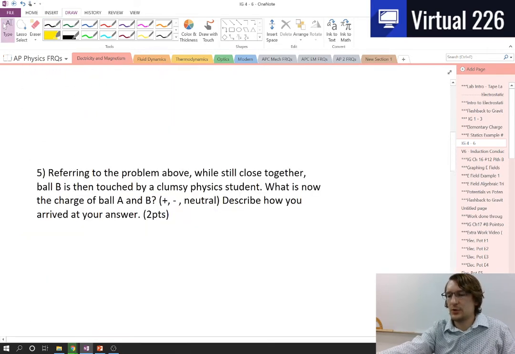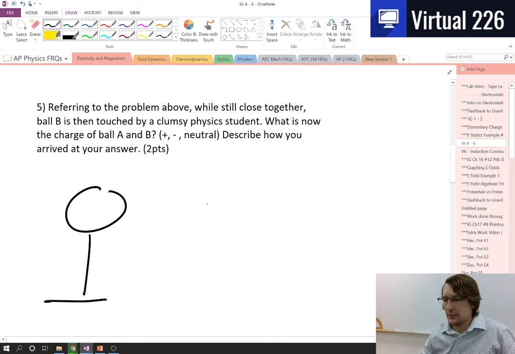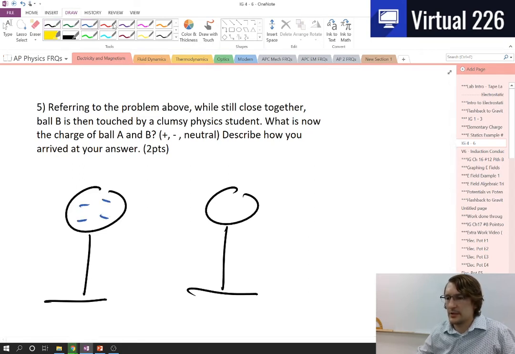Now, in question 5, while close together, so we have the same kind of scenario from before. There's ball A, there's ball B. Here is the negatively charged ball A, and here is the polarized ball B, and that polarization is important now. Ball B is then touched by a clumsy physics student. So here's a student's hand.